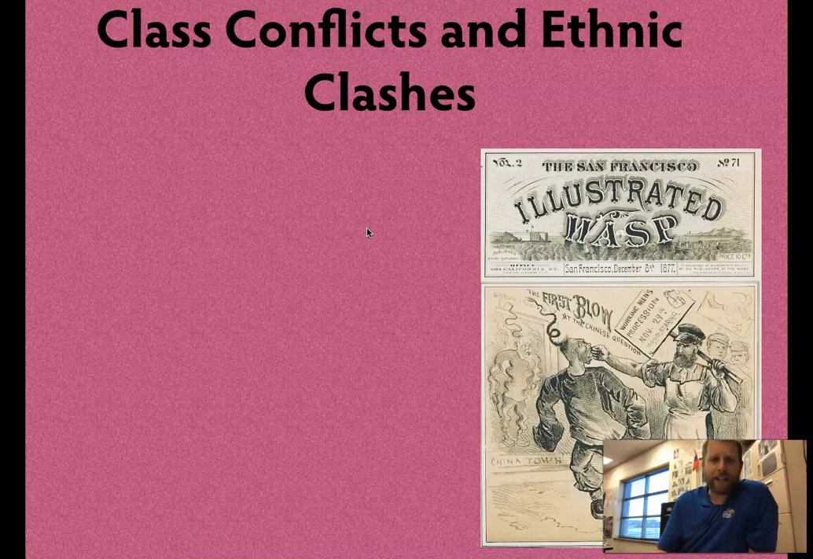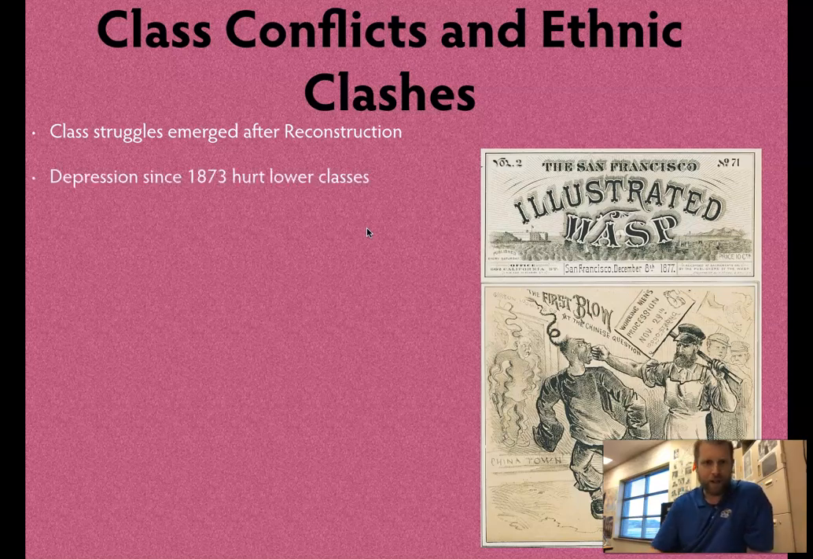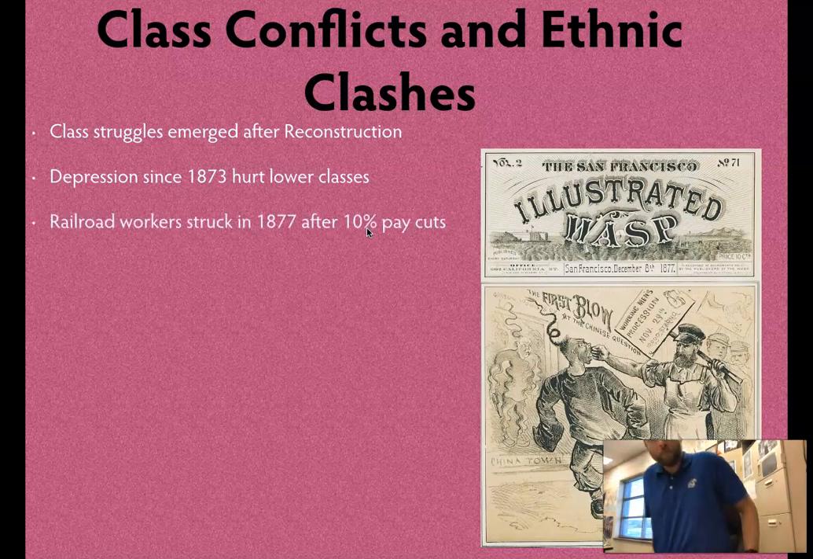So moving on, other class conflicts and ethnic clashes going on. Class struggles really emerge after the Reconstruction. We have this influx of cash from the government from those contracts in the Civil War, and so the rich are getting a lot richer. They're very powerful. This is the Gilded Age. The Depression of 1873 really hurt the lower classes.